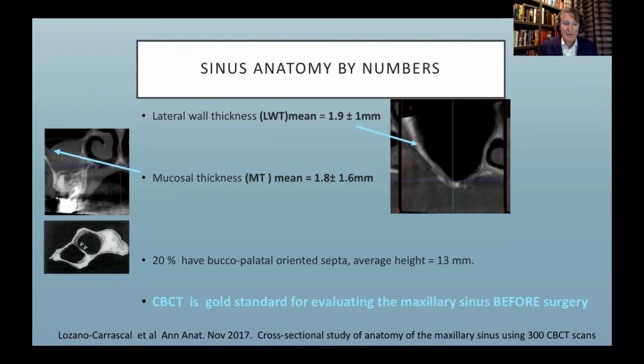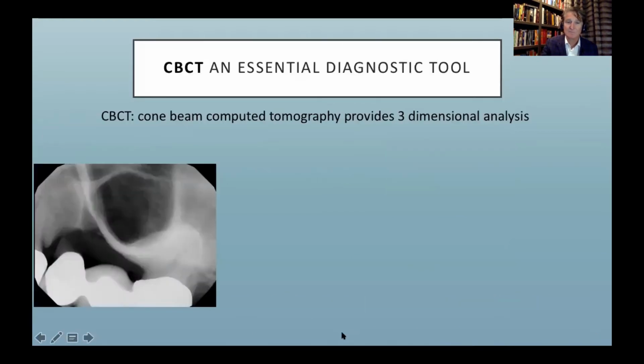So how do we find all this out? We have to use cone beam tomography, and that is the gold standard. You should not even consider doing a sinus lift procedure using a lateral window in the absence of proper imaging, based on this recent cross-sectional series.